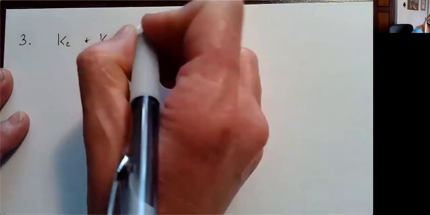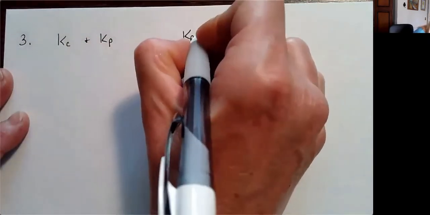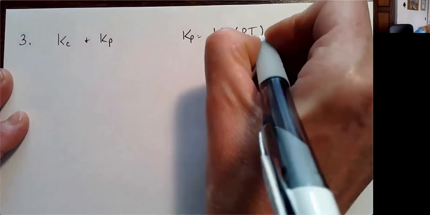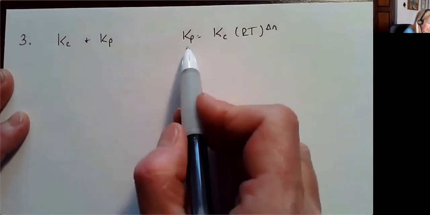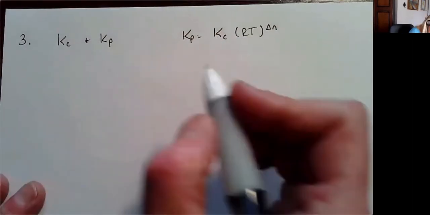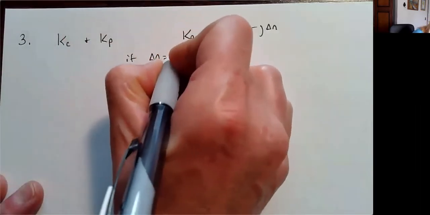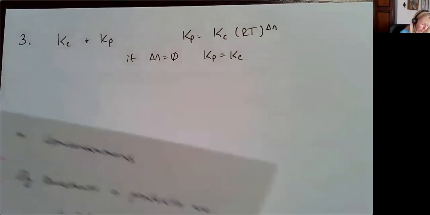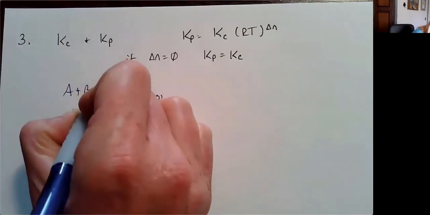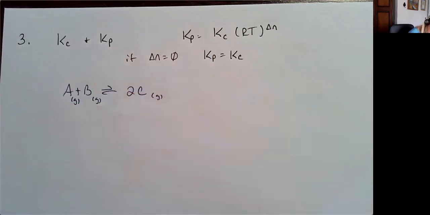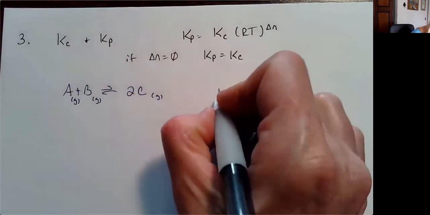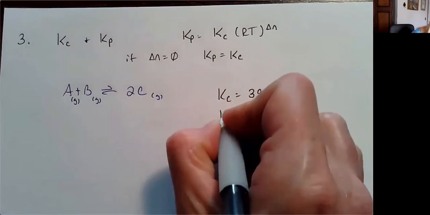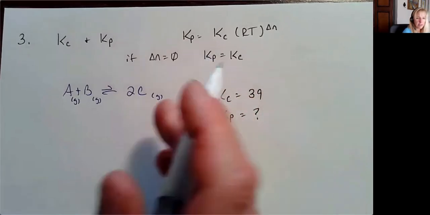Our third way is I'm going to look at the relationship between Kc and Kp. And so remember, Kp equals Kc RT delta N. So if I have Kc, I can find Kp, and vice versa. If delta N is 0, then Kp equals Kc. So if I go back to my problem, and let's say these are all in the gas phase, and I know that my Kc value from my previous one was 39, and I want to find Kp, I'm just going to plug it into this equation here.